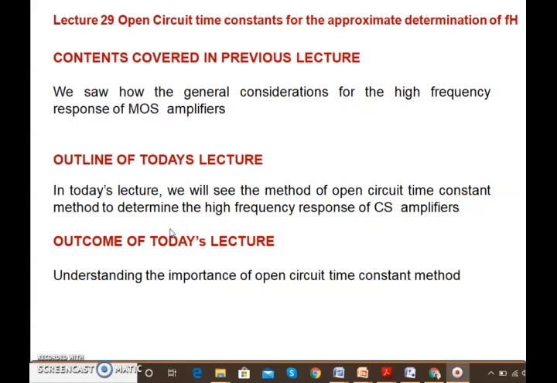Now, once a student understands this particular method, then he'll be able to thoroughly solve numericals or thoroughly apply the open circuit time constant method in determining the upper cutoff frequency, or fH, of many MOS amplifier configurations, and thus he will be able to play with the amplifier configurations.